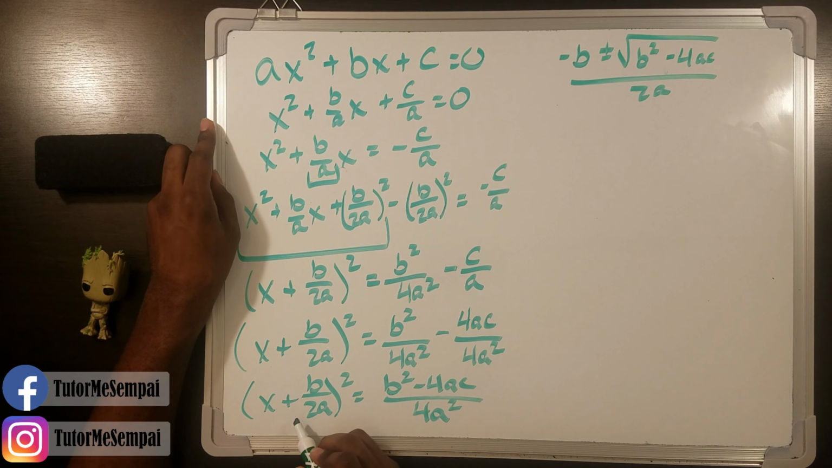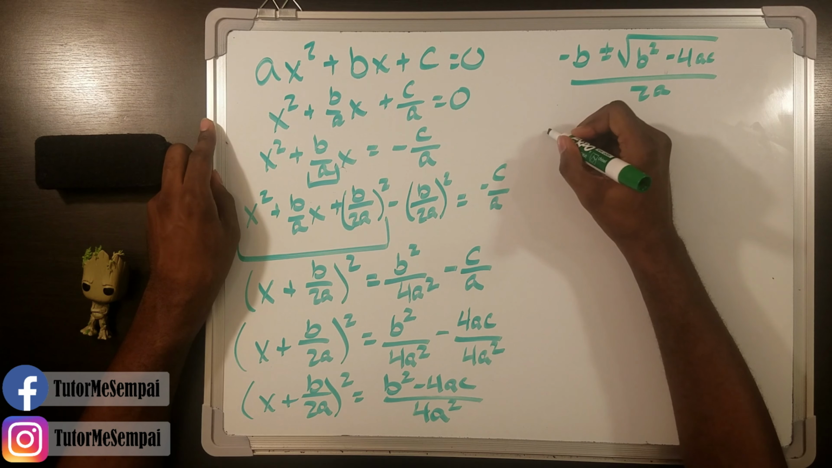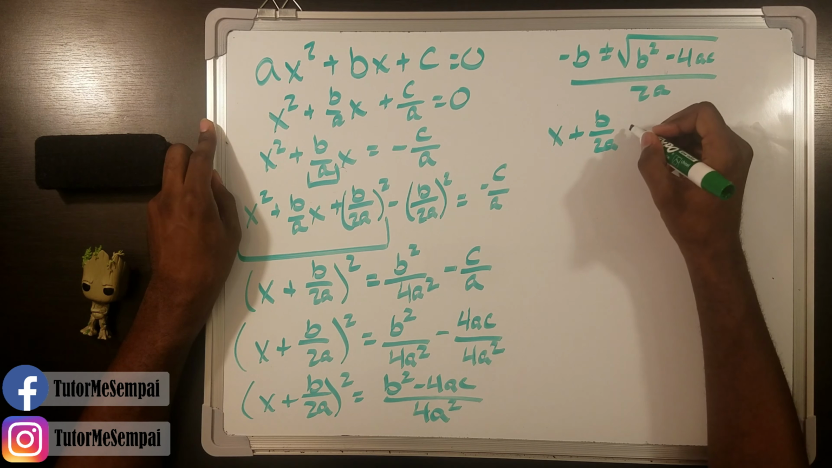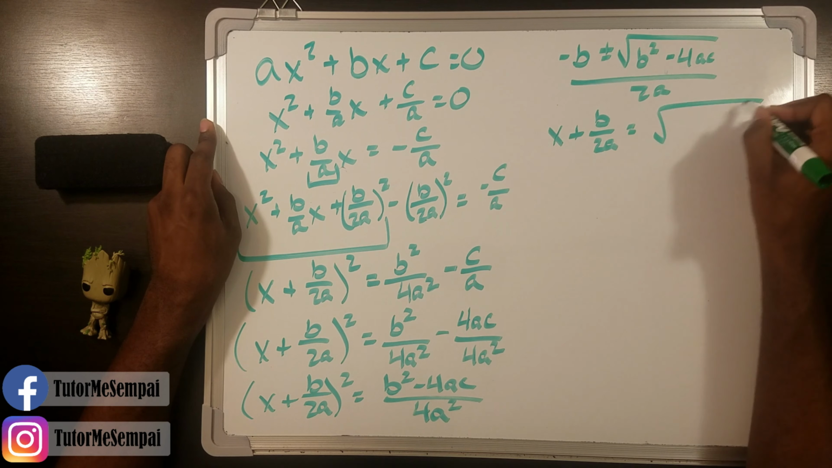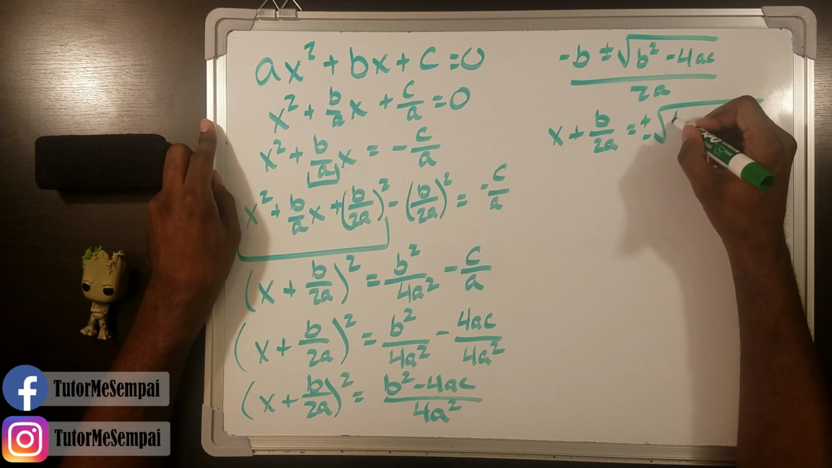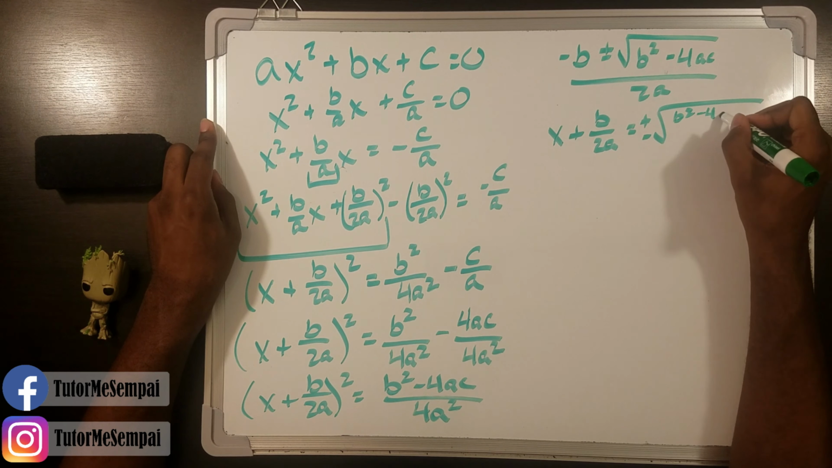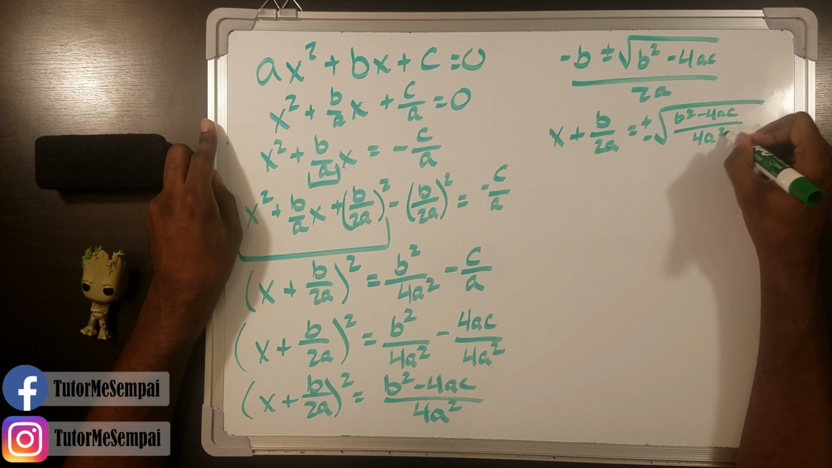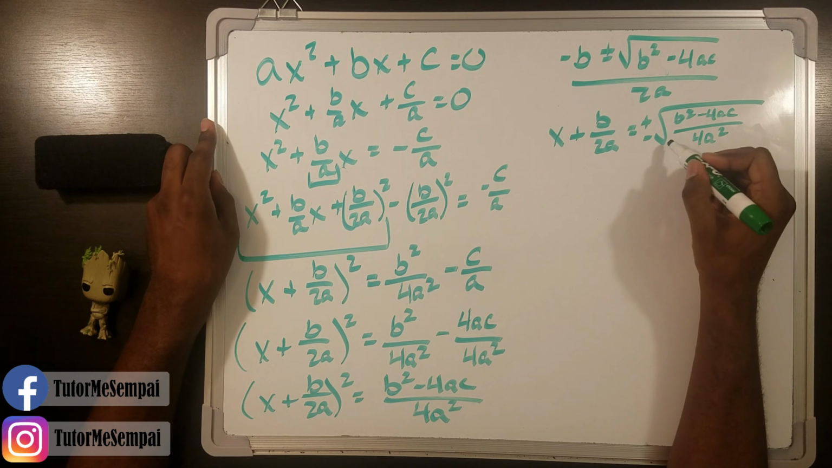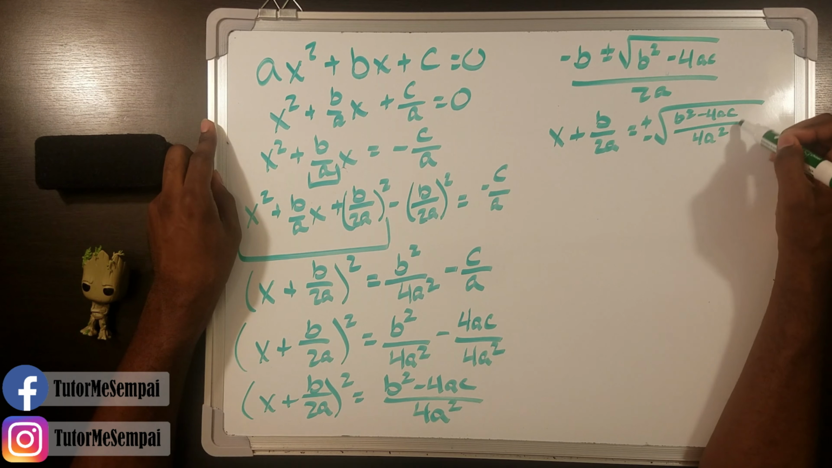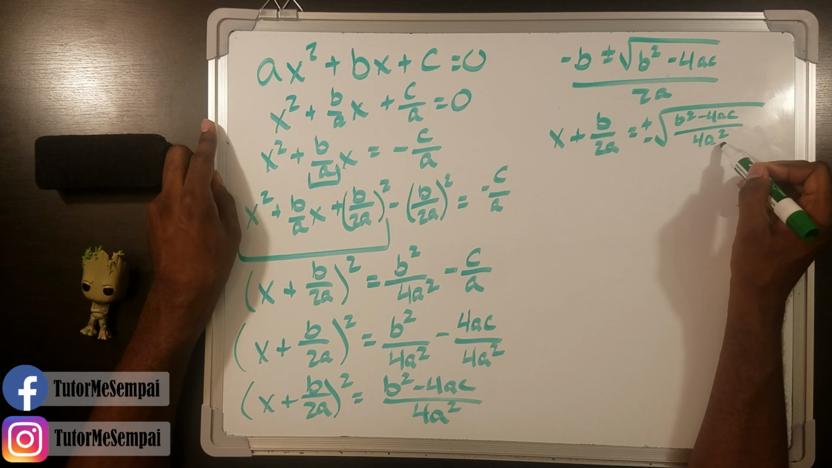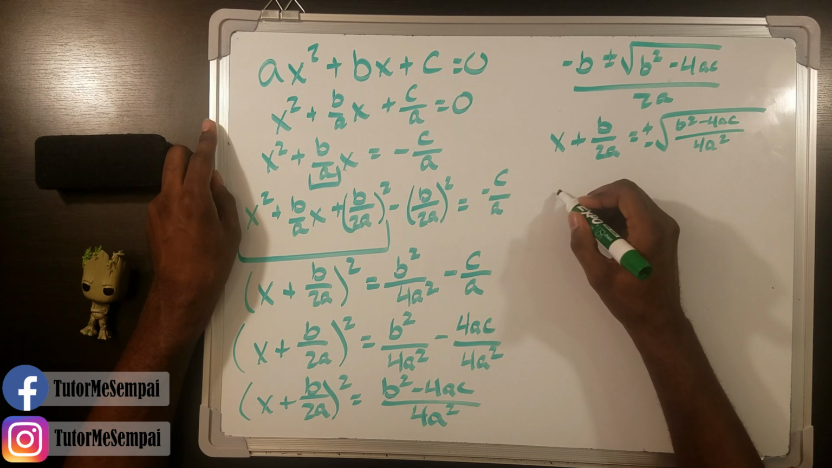So now I'm going to actually take the square root of both sides so I can get rid of this square. So that's going to give us x plus b over 2a equals the square root, plus or minus the square root, of b squared minus 4ac all over 4a squared. Now whenever you have the square root of a fraction like this, that's just going to be the square root of the numerator over the square root of the denominator. So we can rewrite this as follows.